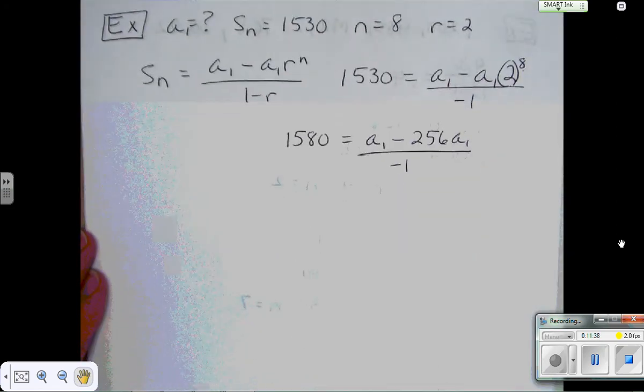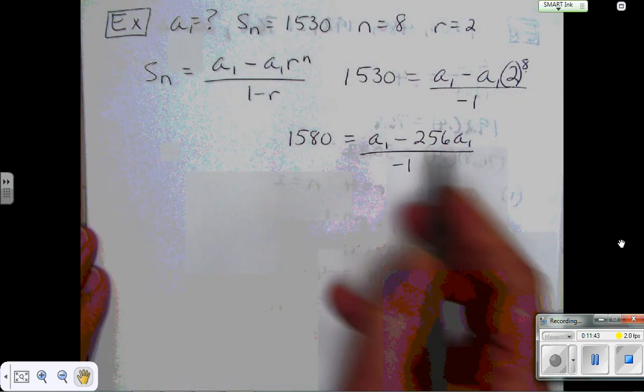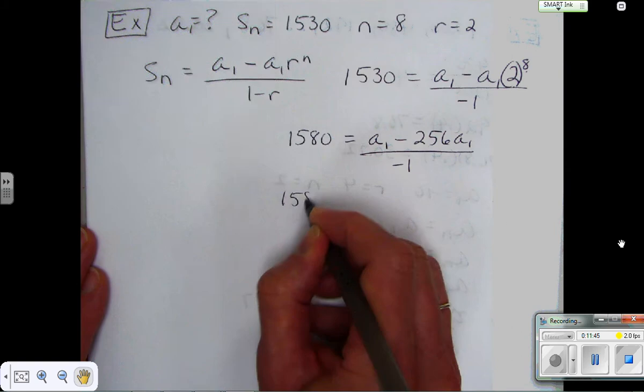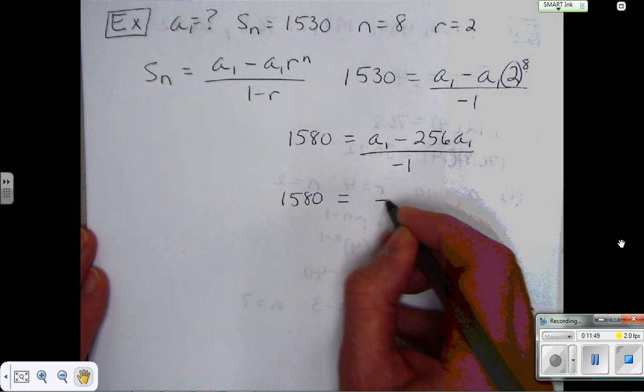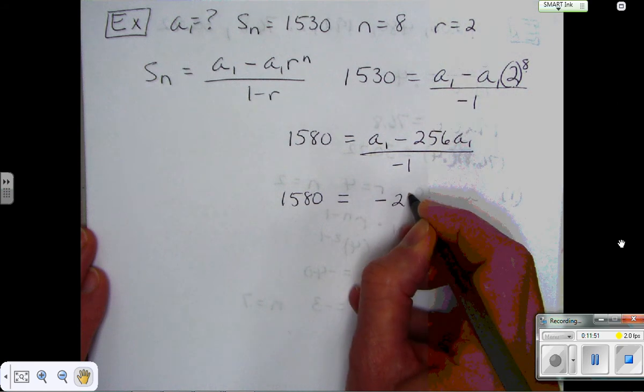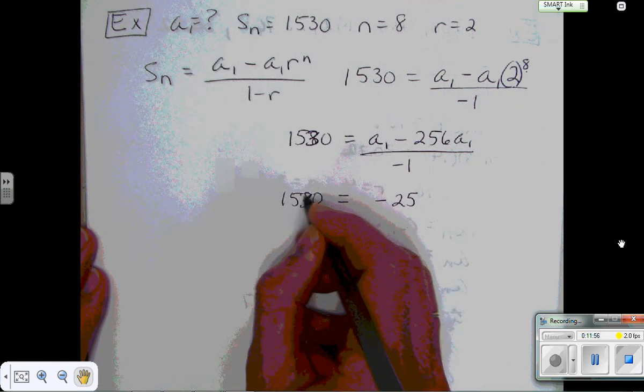And I can simplify that numerator. I can combine my like terms because they both have an a sub 1. 1 a sub 1 minus 256 a sub 1s. Yes. Why is it 150? Or why is it 1580? Oh, I should have. I'm sorry. Thank you. 1530.